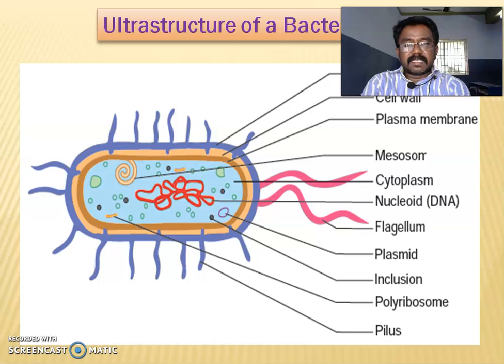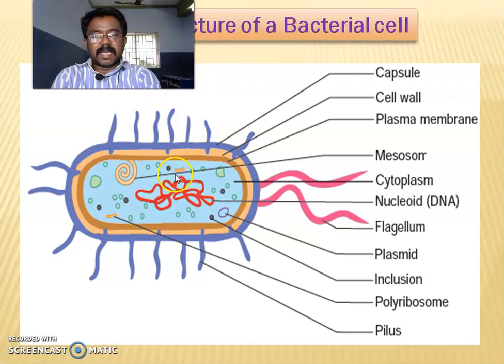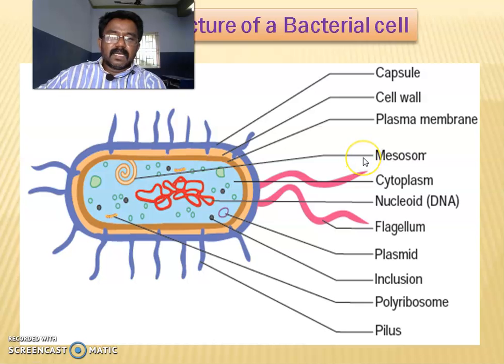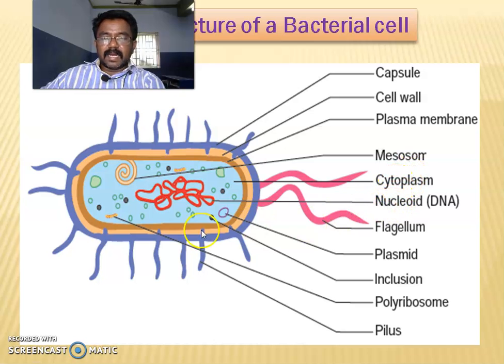This is the ultrastructure, the electron microscopic structure: capsule, cell wall, plasma membrane, mesosome, cytoplasm, nucleoid with DNA, flagellum, plasmid, inclusions, polyribosomes, and pilus. These are the bacterial internal organelles.